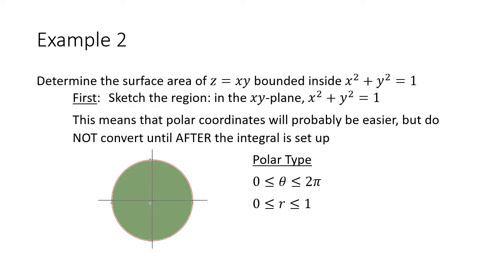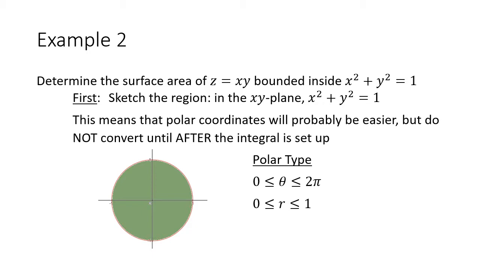Now, the first step is, of course, to sketch our region. In the xy plane, I'm bounded inside x squared plus y squared equals 1, and that's my unit circle. That needs to just be right there on the tip of your brain every time we see x squared plus y squared equals 1 when it gets to Calc 3. So I'm bounded inside my unit circle, and clearly this probably means that polar coordinates might be easier, right? We know that setting up polar coordinates for the unit circle is really, really easy.